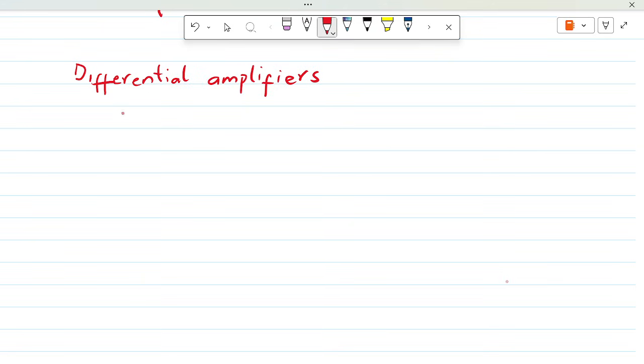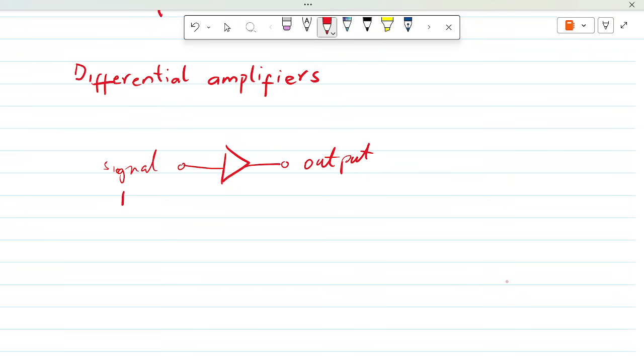Hi, in this video we are going to look at differential amplifiers. So basically we know an amplifier will take a signal and amplify to give an output. Okay, so the signal could come from a microphone, a sensor, or other things.